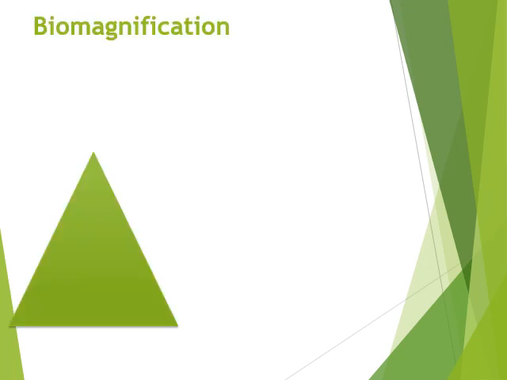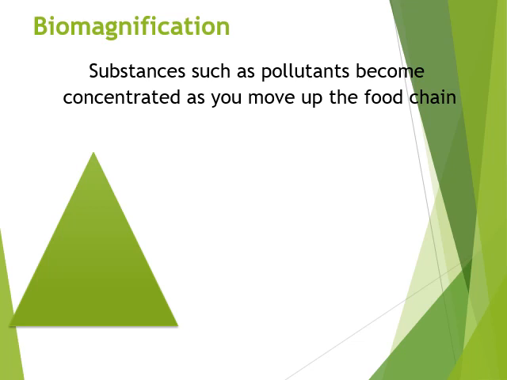So in biomagnification, this is where our food chain really comes into play, because what happens is the toxin or the pollutant, whatever it is, builds up as you go up the food chain. So the substances such as pollutants become concentrated as you move up the food chain. So I alluded to this a little bit earlier when I talked about the littler fish being eaten by a bigger fish, and that bigger fish getting some of the pollutants from the little one. But you figure a bigger fish has to eat a lot of those little fish, so it's getting the toxins from all those little fish.